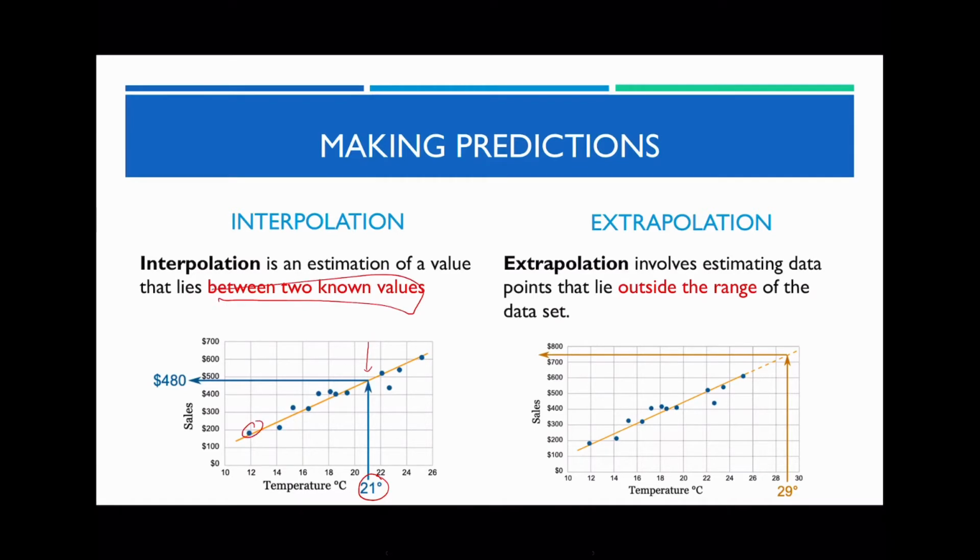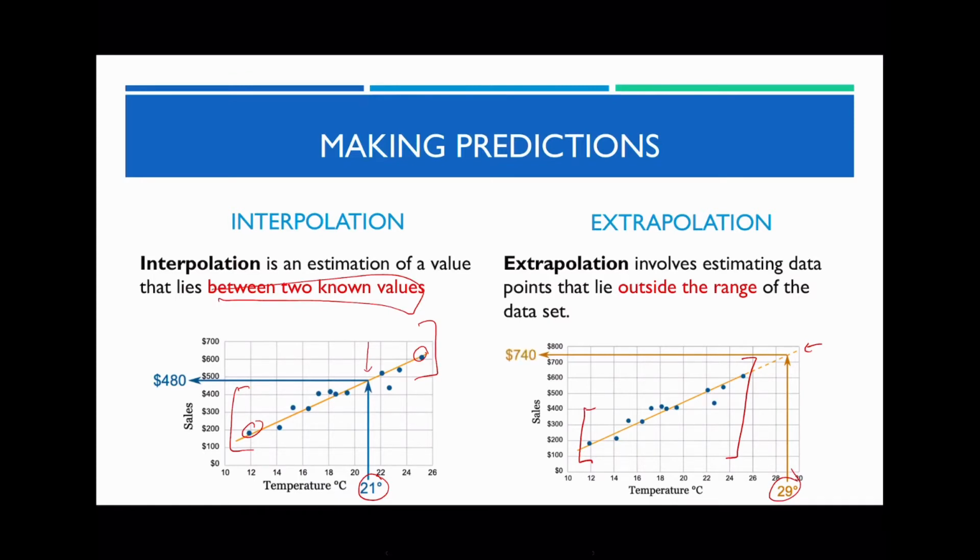In other words, I'm finding a value that's found within the actual data set itself, whereas extrapolation is the opposite of that. I'm trying to find a value that's found outside. If you notice that the range of my data set is between these values, in this case I'm trying to find out the number of sales when it's 29 degrees, which is found outside of the data set, which is why I've indicated it by these dashed lines.